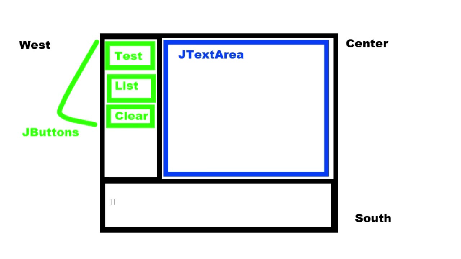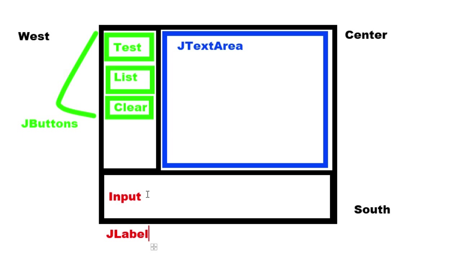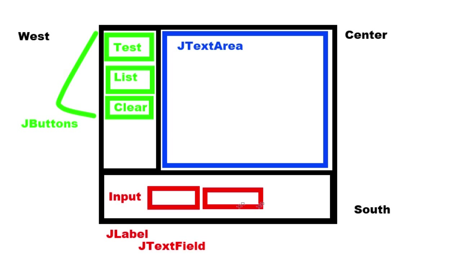So first we have something called input, and that is going to be a JLabel. Then we have a box, which is where the user can actually input stuff. This input is saying what the box is for, and that box is going to be a JTextField.